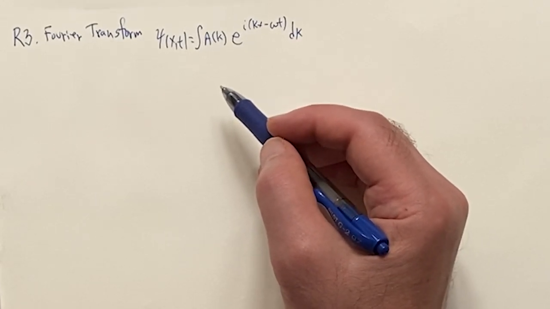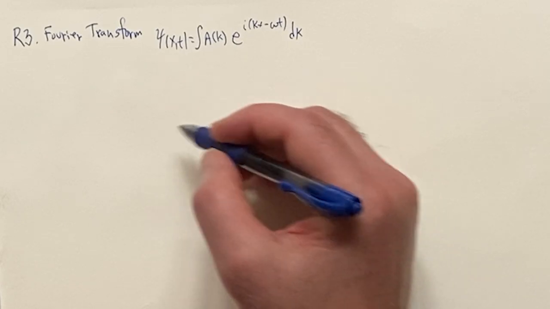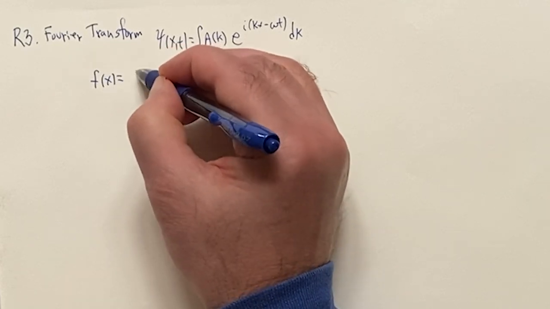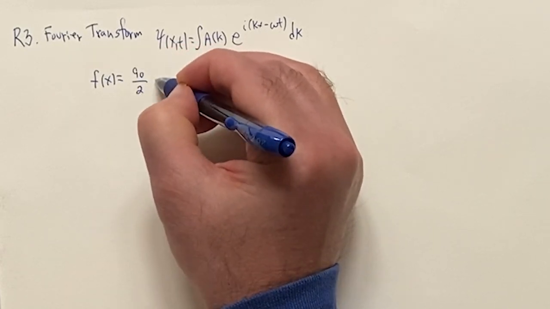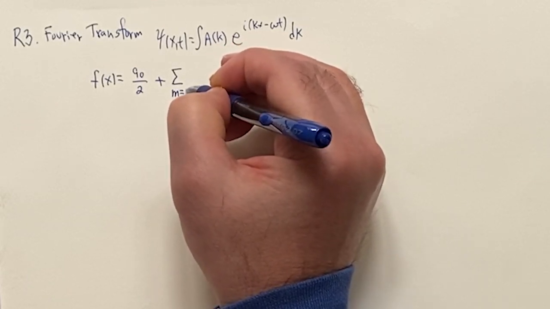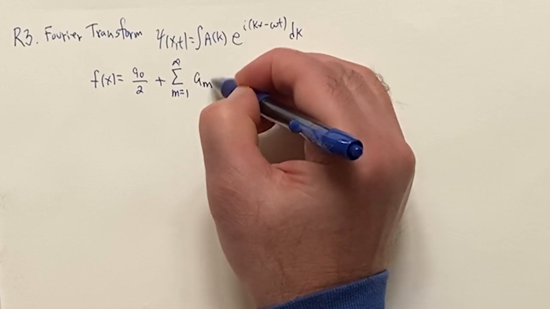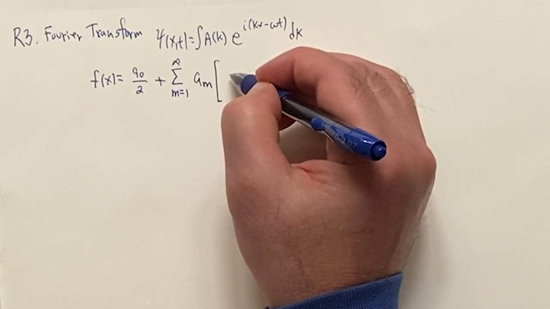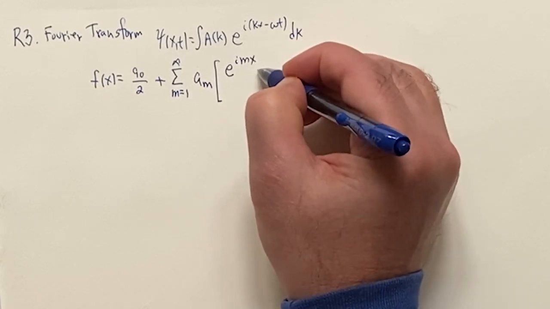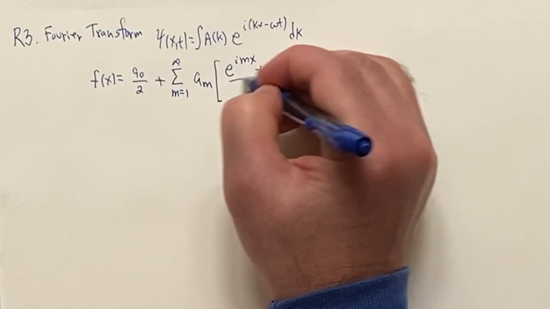So the first thing to do is to look at the part where we had the series. All right, so let's go ahead and put the series part in. m goes from 1 to infinity. This is a_m, but instead of putting the cosine, let's put e to the imx plus e to the minus imx over 2.